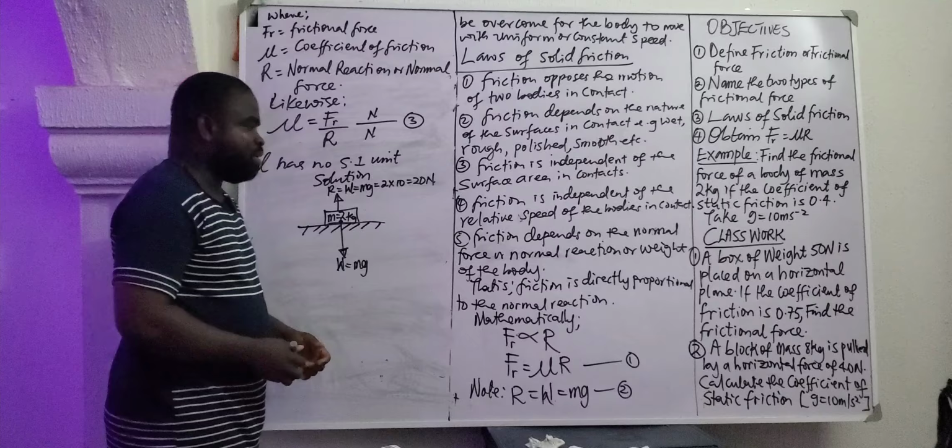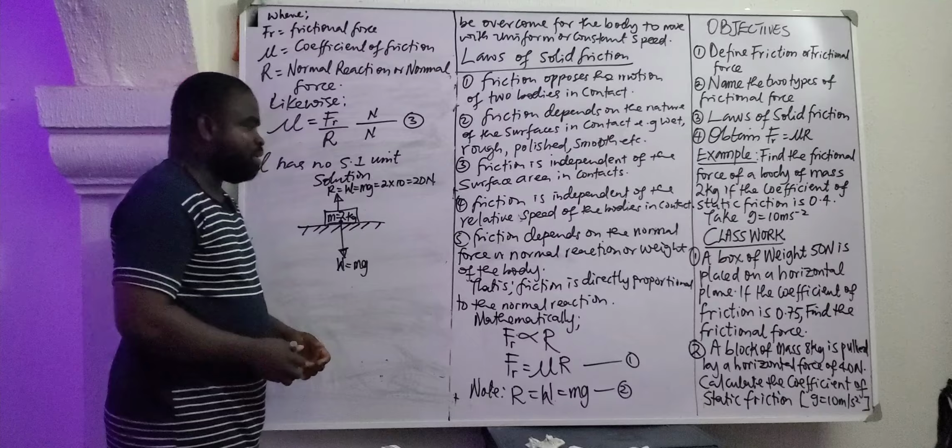Number 4, friction is independent of the relative velocity or relative speed of the bodies in contact. What does that mean? Friction does not depend on the relative speed of the bodies in contact.